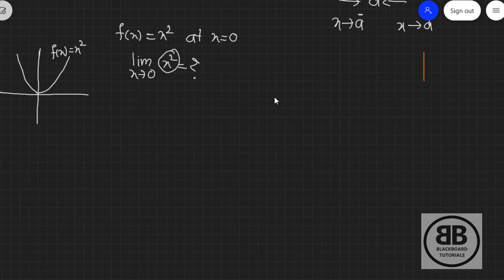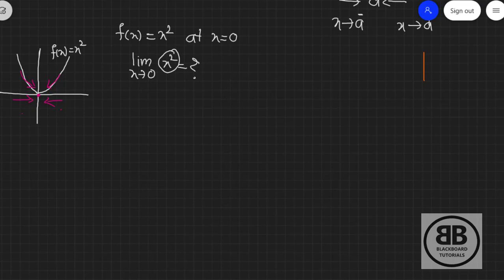The meaning of limit is when we are approaching 0 from the left hand side, and when we are approaching 0 from the right hand side, what is the function value approaching? Where is the function value approaching, now tell me. When we approach 0 from the left hand side and from the right hand side, the value of the function f of x is equal to x square is approaching which value? It is approaching the value 0.